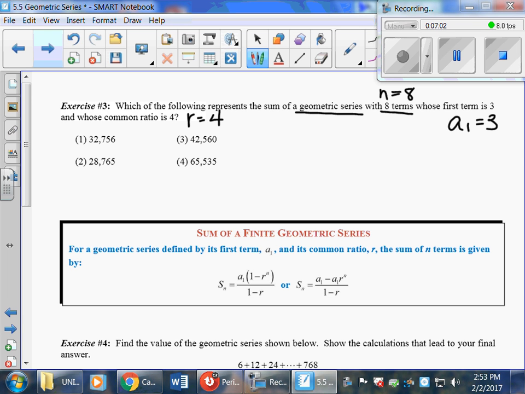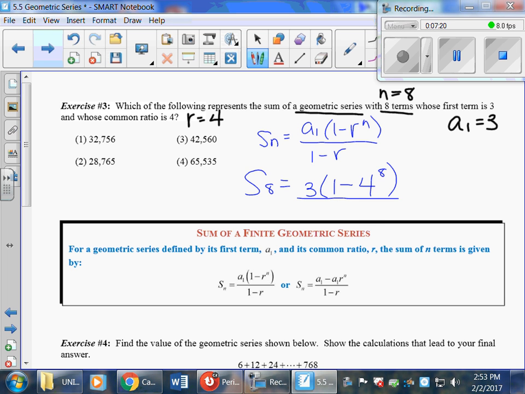So use the formula. The formula is Sn is equal to a sub 1, 1 minus r to the n, all over 1 minus r. So this is equal to 3 times 1 minus r, which is 4 to the 8th power. I'm sorry, this is S8, over 1 minus 4. Do the math. The whole thing goes right into your calculator, and you get 65,535. So my correct answer is number 4.